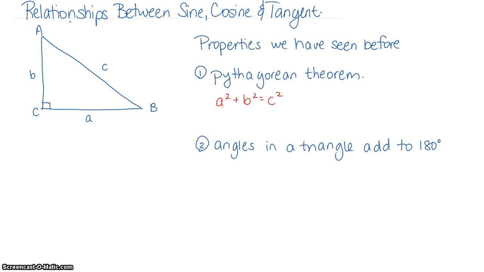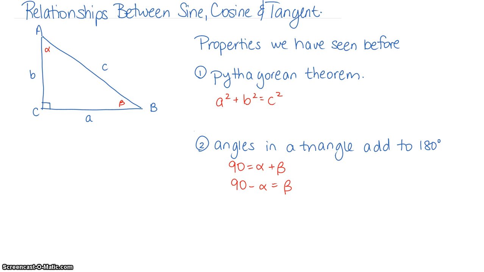But because we're working with a 90-degree angle, let's call the other two angles alpha and beta. We know that 180 degrees minus 90 is going to give us 90. So these two angles here, 90 is going to equal alpha plus beta. Or you can write it as 90 minus alpha equals beta.